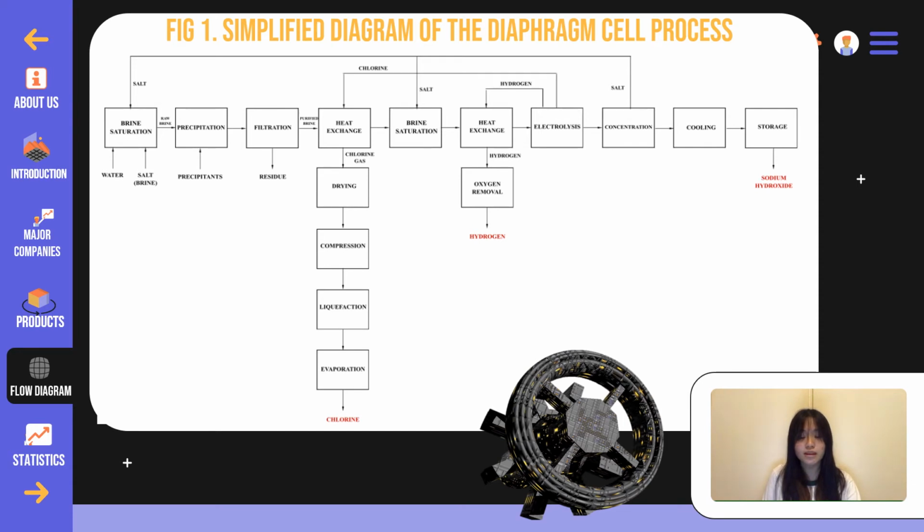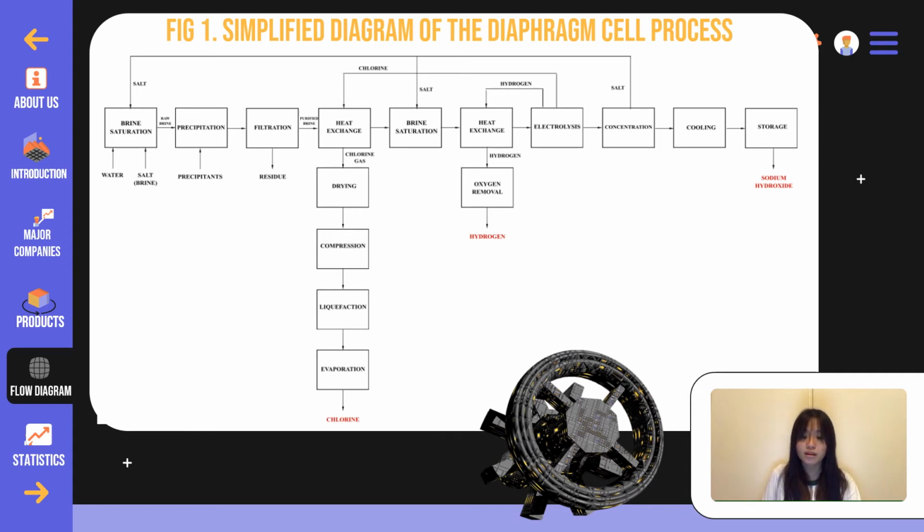The anode is separated from the cathode by a permeable asbestos-based diaphragm to prevent the caustic soda from reacting with the chlorine. The chlorine produced at the anode is removed and the saturated brine flows through the diaphragm to the cathode chamber. The chlorine is then purified by liquefaction and evaporation to yield a pure liquefied product.